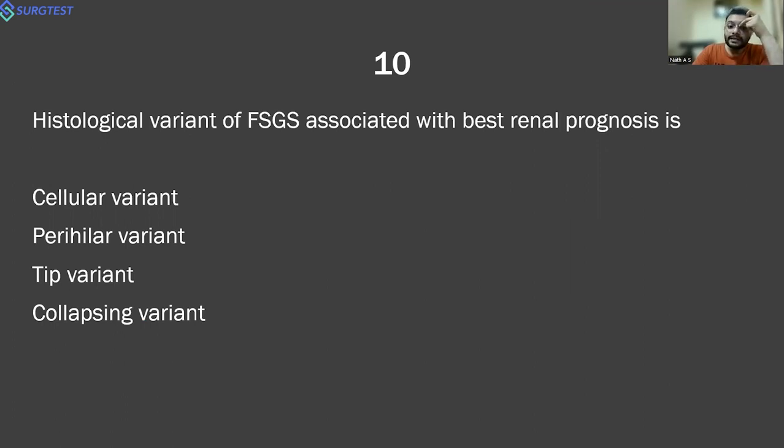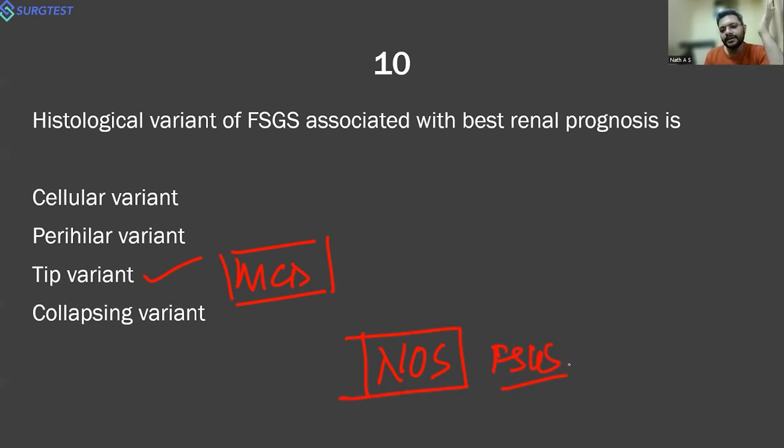Histological variant of FSGS. Yeah, so everybody is getting it right. So we'll skip this question. This usually presents like minimal change disease itself. Tip variant. Okay. So what I want to tell you is the most common is not these varieties. There's another variety called not otherwise specified. So no features, only FSGS is there. That is the most common variety. But you have other varieties also.